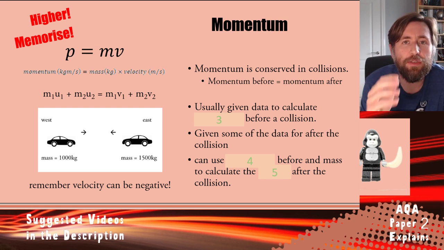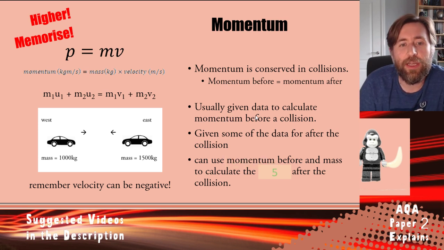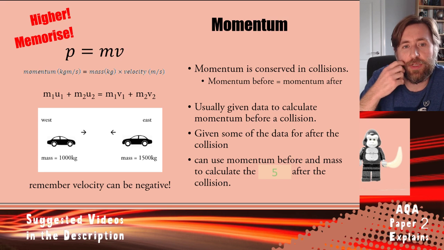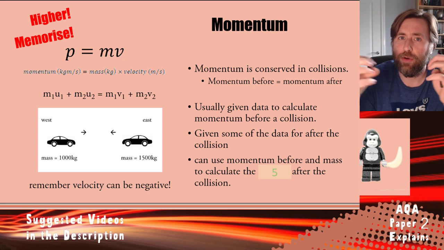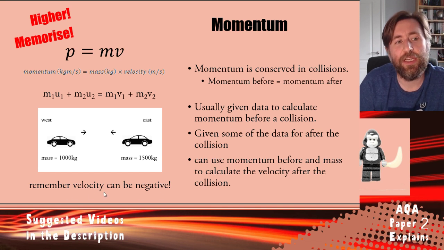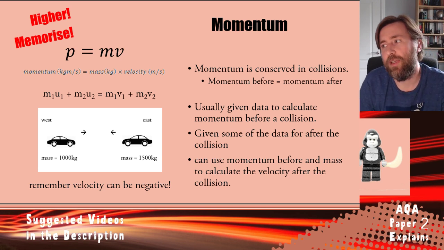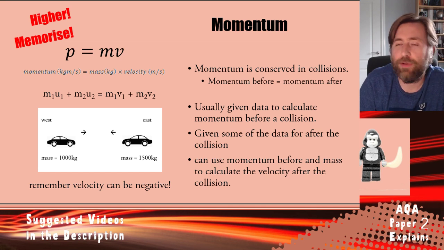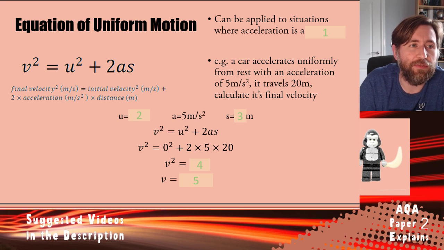So what they might normally do is give you data about the momentum before a collision, and you could calculate that, make that equal to the momentum after it, and then they give you some of the data, like maybe one of the masses, or say that they're now a combined mass, and you calculate the velocity after the collision. Remember to think about velocity being negative. So have one direction be positive and one direction be negative. We normally talk about to the right being positive, to the left being negative, but you don't have to do it that way around.